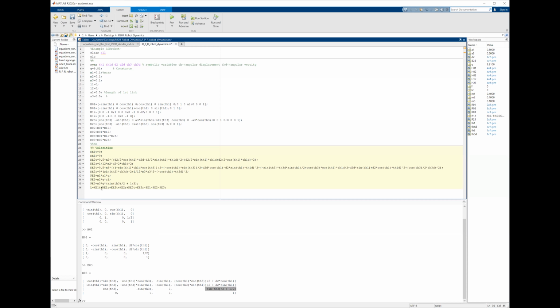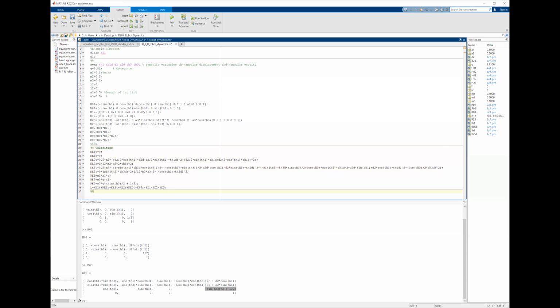Kinetic energy of translation of the first mass, kinetic energy of rotation of the first mass, kinetic energy of translation for the second mass, kinetic energy for the rotation of the second mass, then kinetic energy of translation of the third mass, kinetic energy of the rotation of the third mass, potential energy for the first mass, potential energy for the second mass, and the potential energy for the third mass.